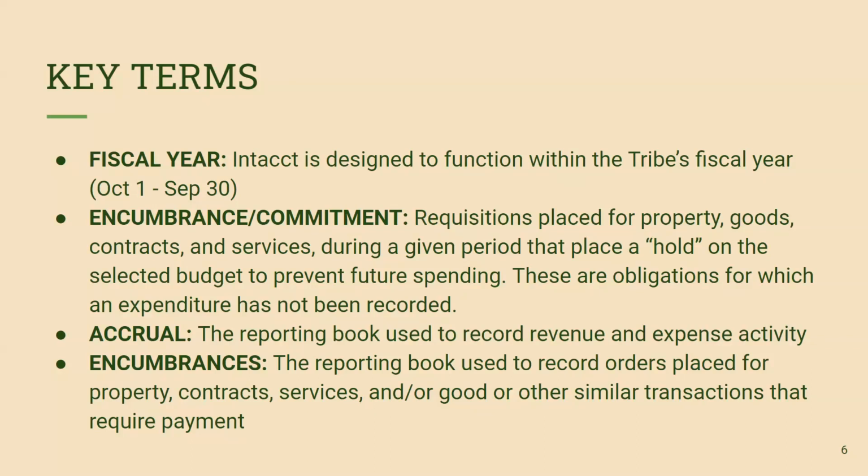Encumbrances or commitments is the requisitions we use to place for property, goods, contract services during a period that places a hold on the budget to prevent future spending. So we'll see the encumbrances run with our financial reports. Accrual is the reporting book used to record revenue and expense activity. So when we get into dimension balance reports, we have to choose the type of book we're going to use. And the encumbrance book also goes with that report. So our expenses and our encumbrances are kept in two different books within the general ledger. So we're going to look at that too.